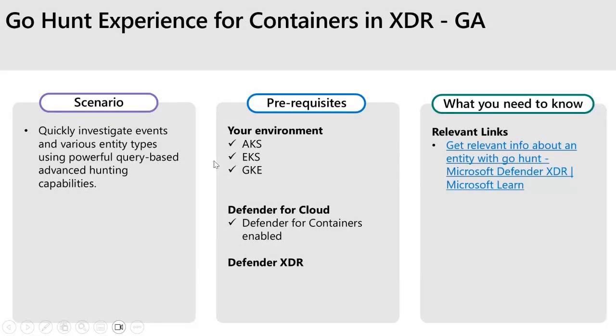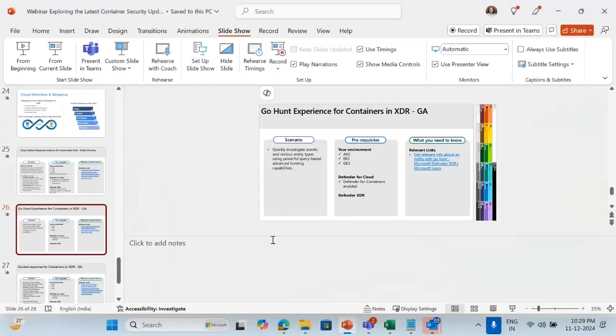A few more capabilities that we have introduced in recent times: the Go Hunt experience in the XDR portal. The Go Hunt action helps get the full scope of a container attack, and we can view all process events and activities related to container-related incidents. As I shared, we do have the cloud event tables. So again, let me take you to the XDR portal.